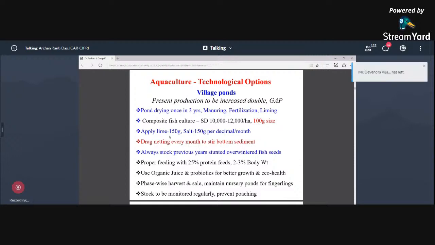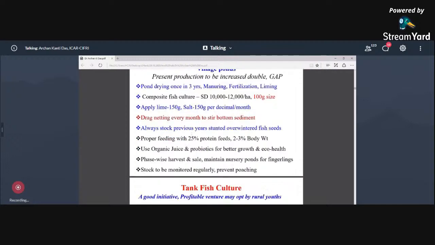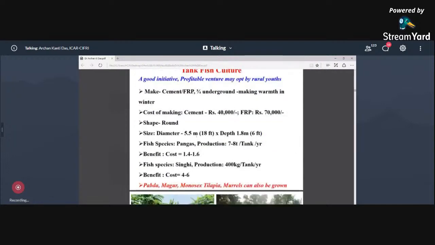Next slide, please. So under this aquaculture regime, there are very phenomenal new technologies coming up, like tank fishery culture. I'll be coming to biofloc systems everywhere now.